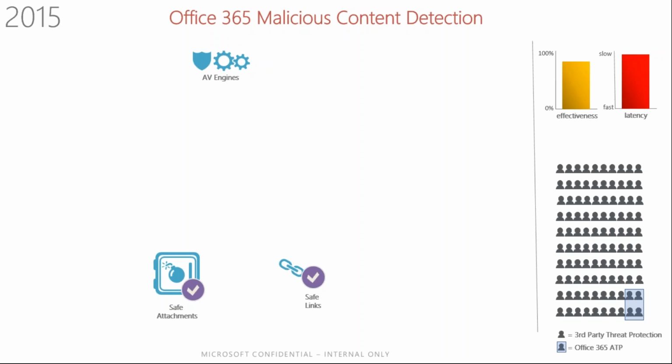So they take the attachment outside, scan it, and try to understand what that attachment does to the environment. If they find that there is something malicious, something wrong, they make sure that attachment is stopped and doesn't reach your inbox. So that is what happened with safe attachments.